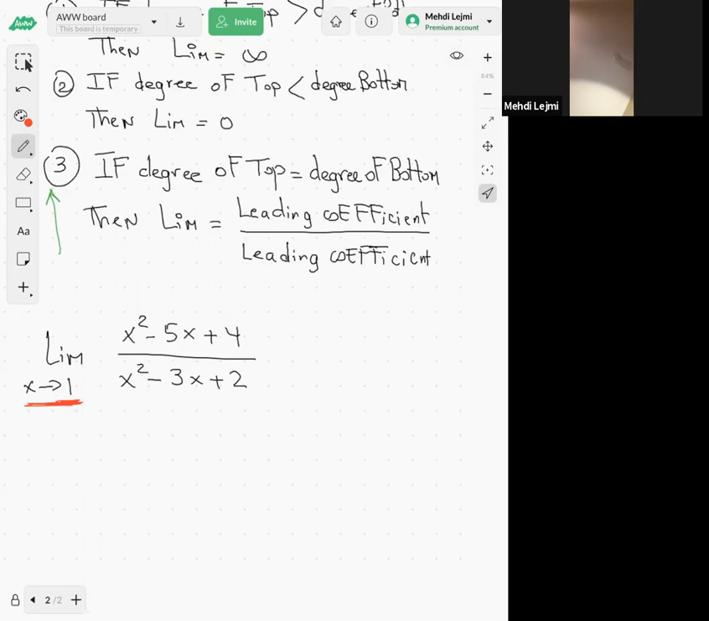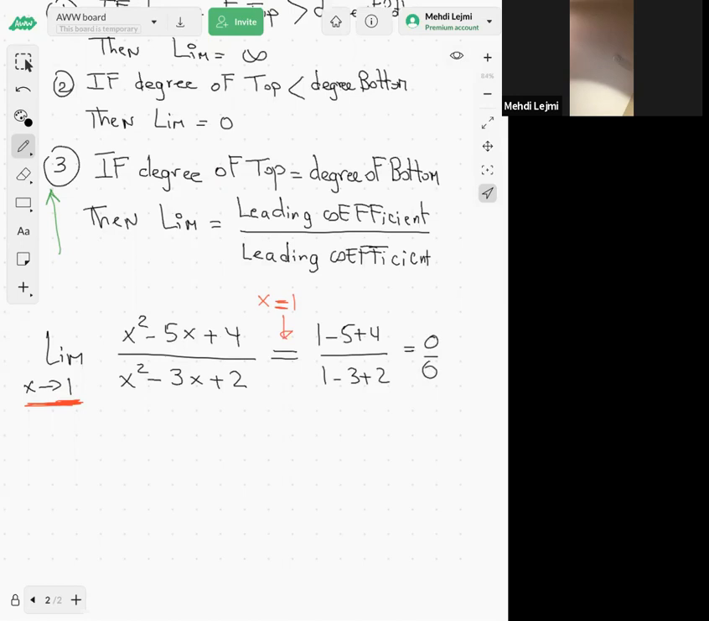So what do we do in this case? Well, it's a general rule of thumb: the first step when you compute a limit is you just substitute x by the number given in the limit. So here x is going to 1. So first step, you have to replace your x by 1. If you replace x by 1, that will be 1 minus 5 plus 4 over 1 minus 3 plus 2. And that will be 0 over 0.